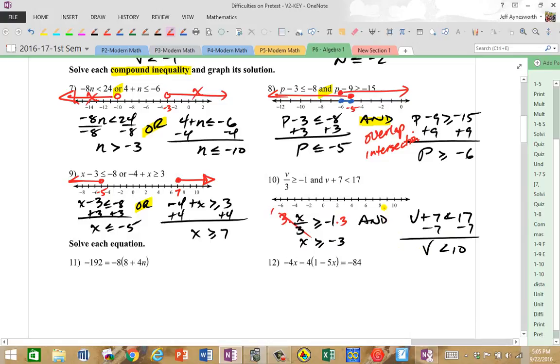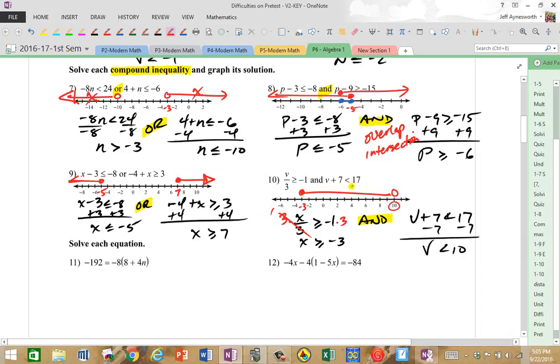Okay, so you're looking for both. Here, you've got to satisfy both. So if you're less than 10 and greater than or equal to negative 3, you lie between these values. So negative 3 is here, 10 is here. Those are the values, and you've got to be between those. So greater than or equal to negative 3, closed here. Less than 10, so it's open here.